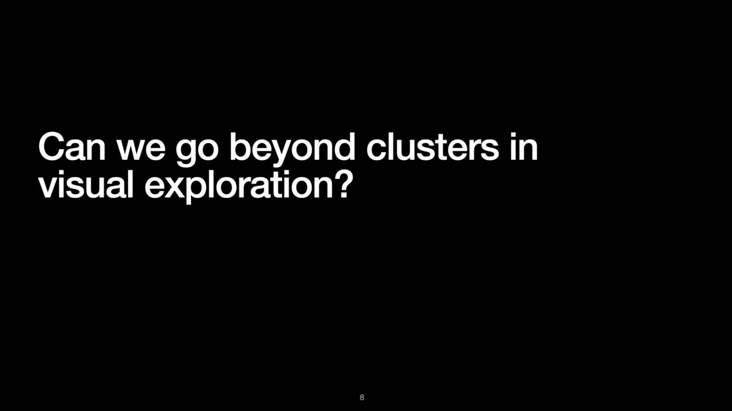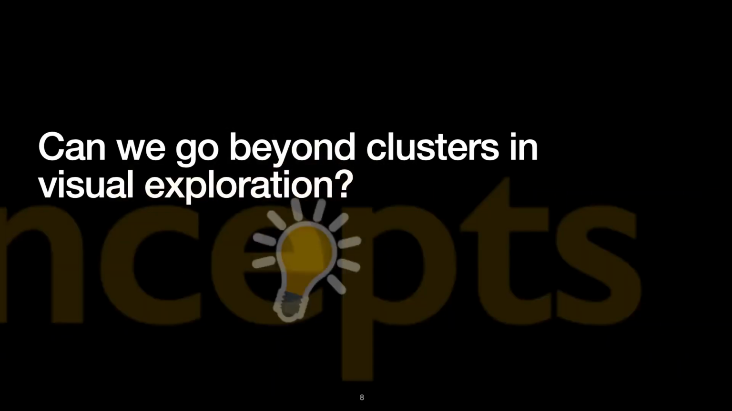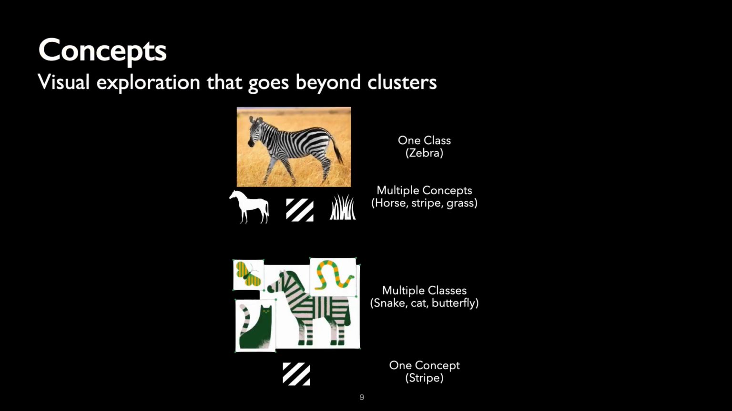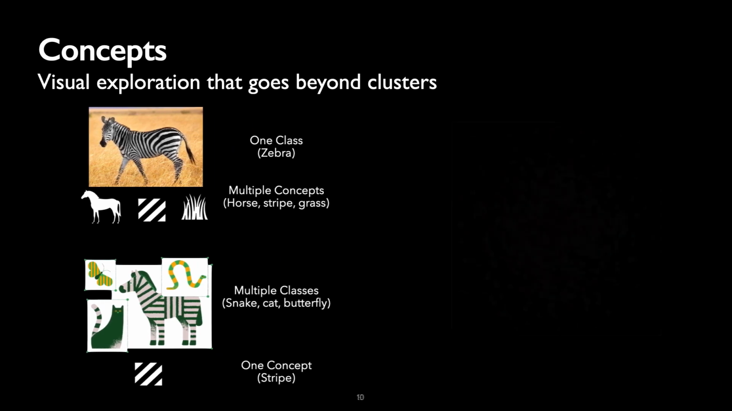It is worth asking, can we go beyond clusters in visual exploration? How about looking at concepts? A concept is an abstraction that describes the characteristics of items, such as shape and texture. For example, a zebra is related to the concepts of horse and stripes. A concept can be shared by multiple classes. Therefore, a concept is a flexible and transferable form of knowledge that can guide visual exploration.